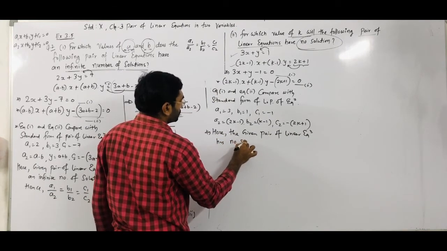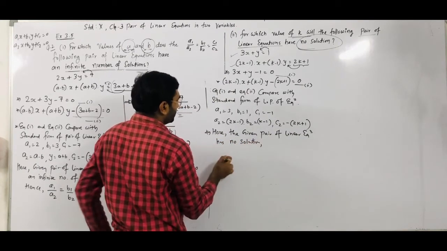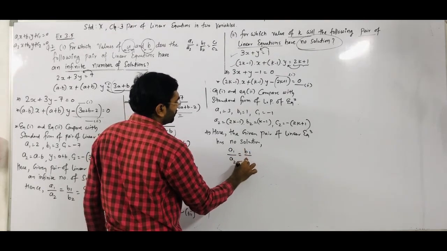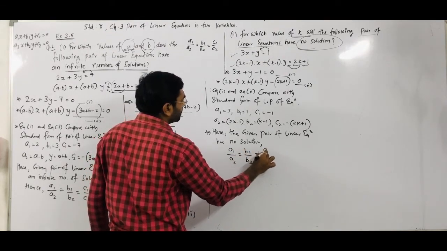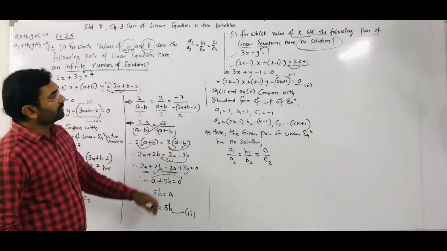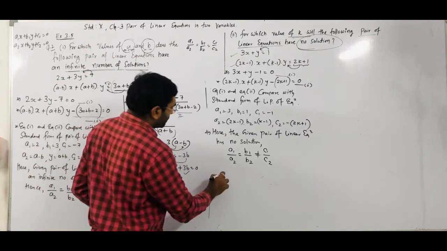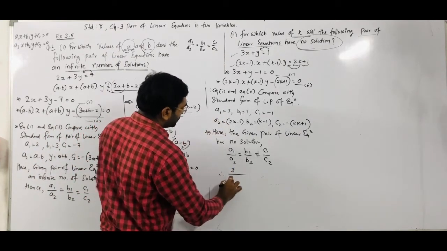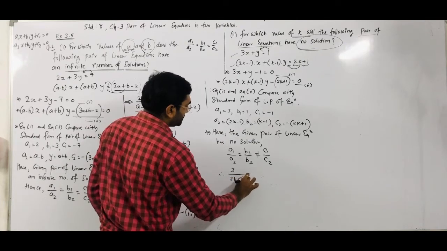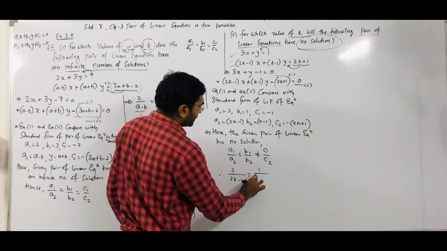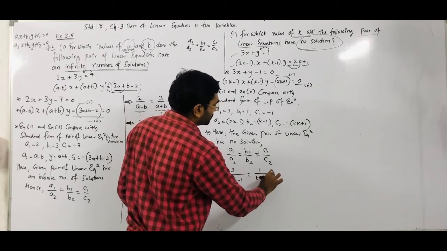So no solution means what? In which case do we get no solution? When a1 upon a2 is equal to b1 upon b2, but it is not equal to c1 upon c2. In that case we get no solution. So now we put in all these values. a1 upon a2 means a1 is 3 and a2 is 2k minus 1, which is equal to b1 value, 1, upon b2 value, k minus 1.